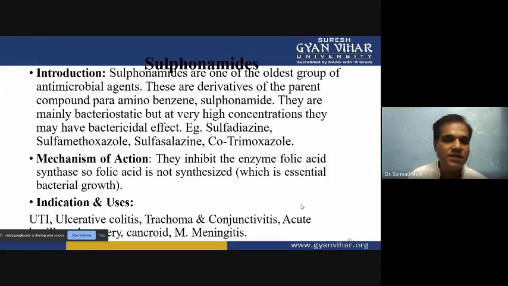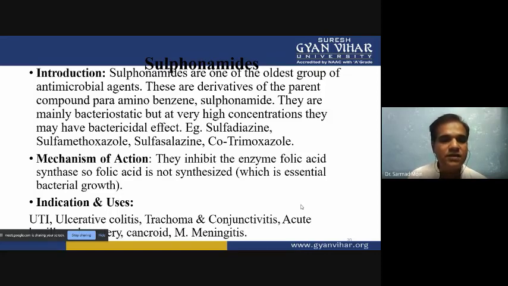Some examples in the group are sulfadiazine, sulfamethoxazole, sulfasalazine, and co-trimoxazole. These are all members of the sulfonamides. Now the mechanism of action: we already said they are bacteriostatic, meaning they inhibit the enzyme folic acid synthase, so folic acid is not synthesized, and we know that folic acid is very essential for bacterial growth.